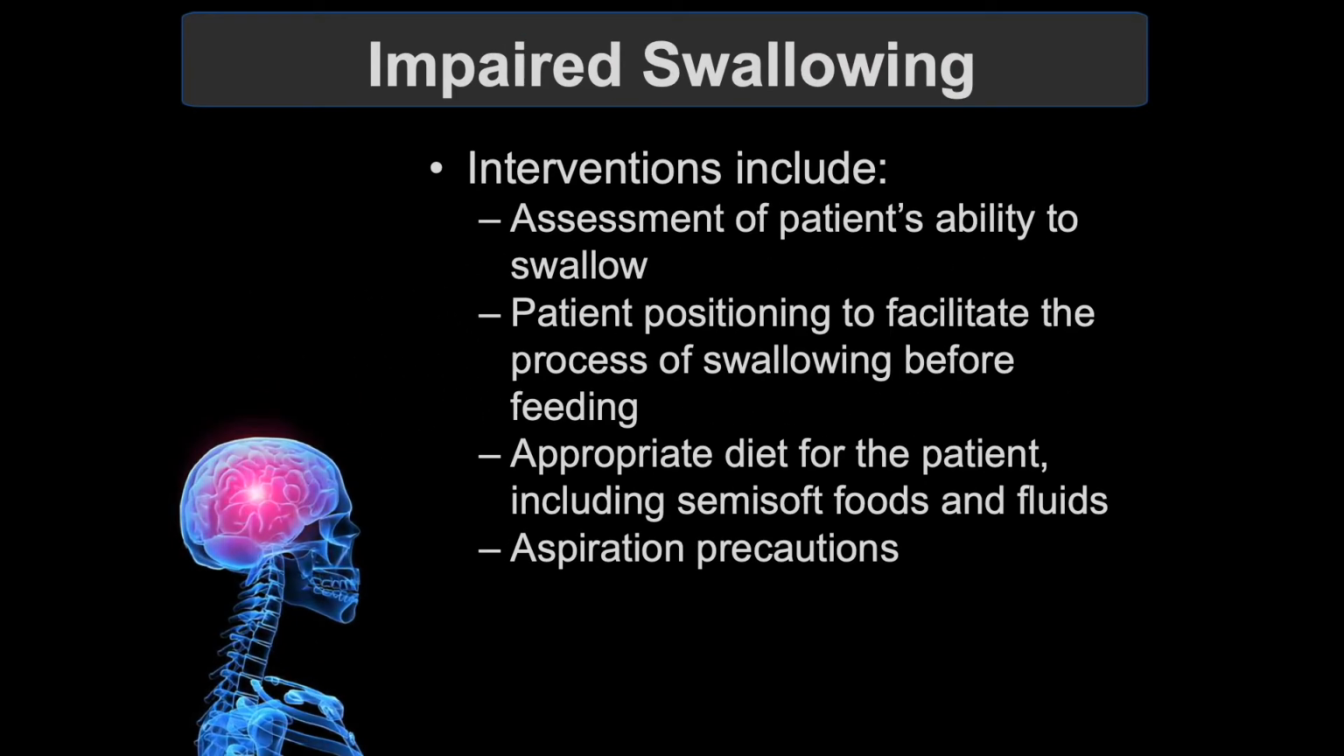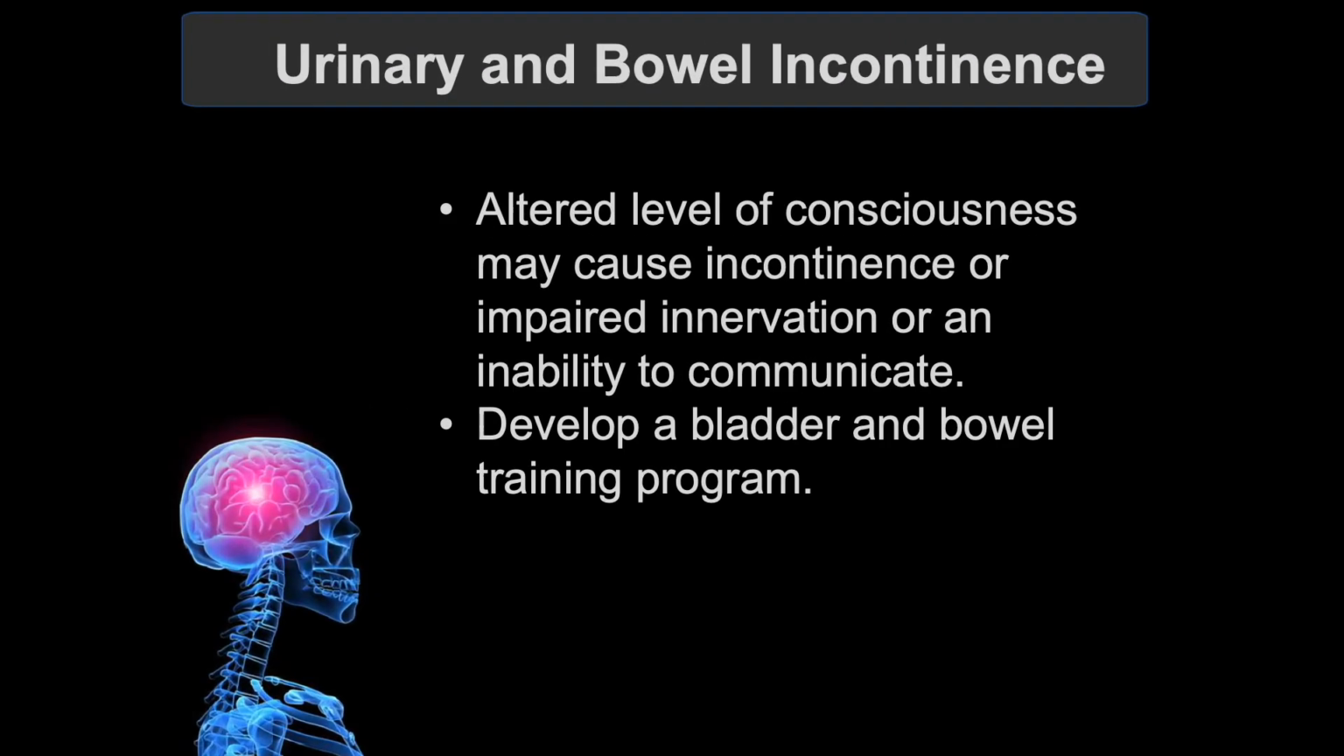Interventions for impaired swallowing include assessment of the patient's ability to swallow, patient positioning to facilitate the process of swallowing before feeding, an appropriate diet for the patient, including semi-soft foods and fluids, and aspiration precautions. An altered level of consciousness may cause urinary and bowel incontinence, or impaired innervation, or an inability to communicate the need to toilet. The nurse should therefore develop a bladder and bowel training program to cope with these issues.